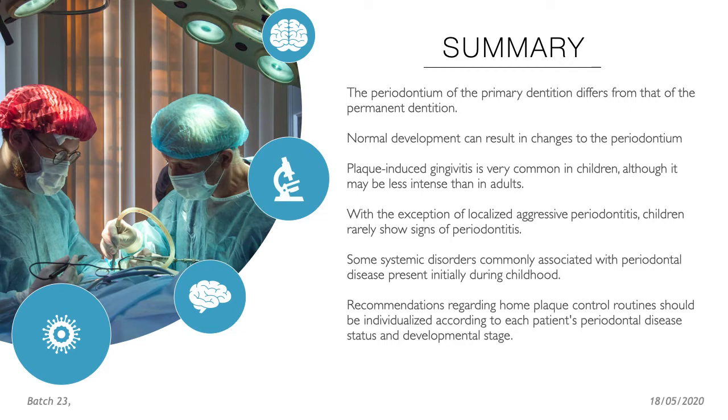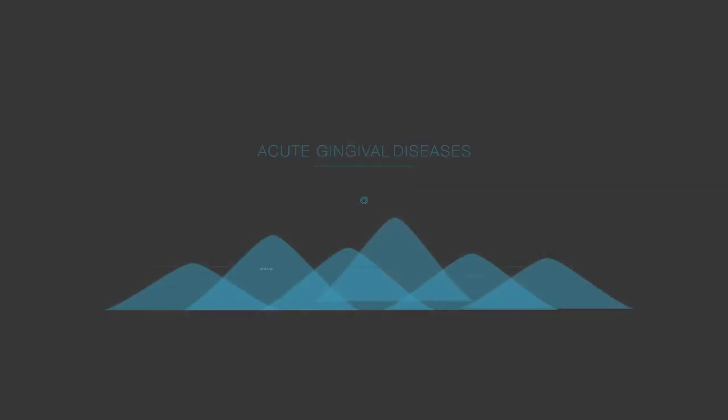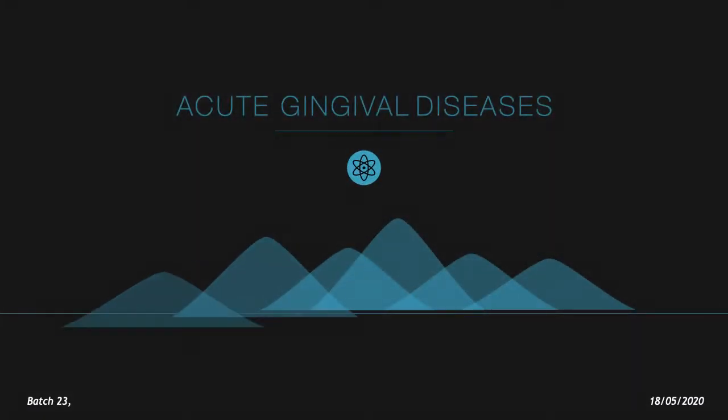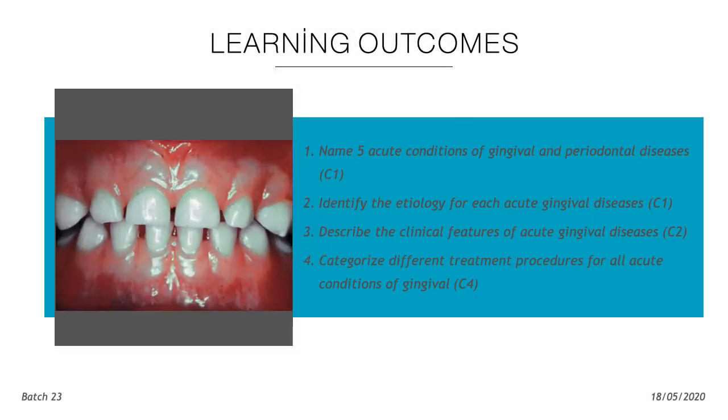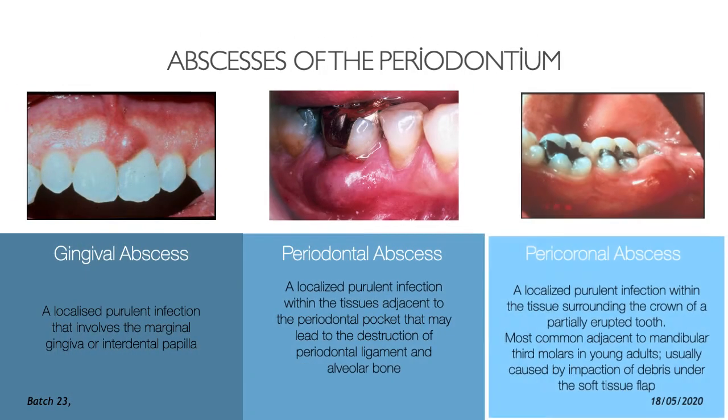So the next topic is acute gingival diseases. The learning outcomes for acute gingival diseases are: name 5 acute conditions of the gingiva and periodontium, identify the etiology of acute gingival diseases, describe the clinical features of acute gingival diseases, and categorize the different treatment procedures for acute gingival conditions. To start with, we'll start with abscesses of the periodontium.